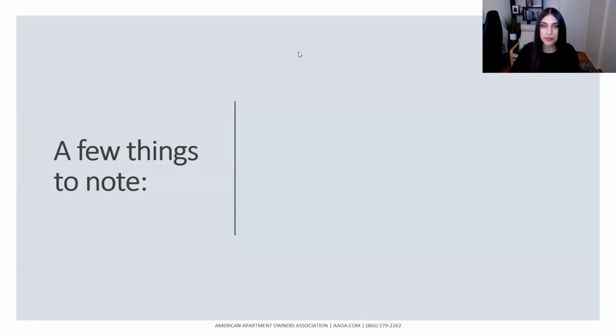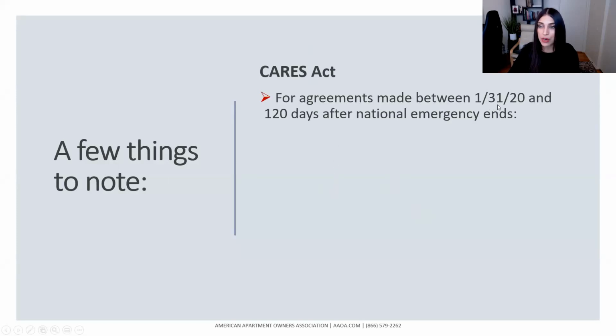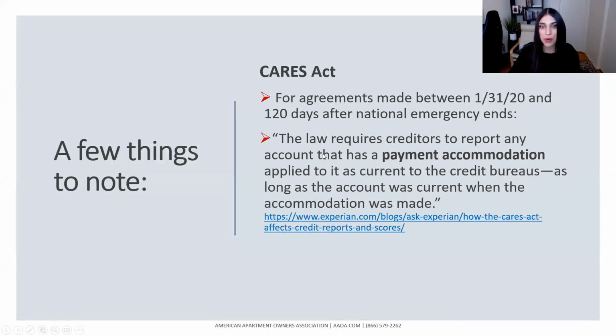So the first thing is the CARES Act for agreements made between January 31st, 2020 and still ongoing. The law requires creditors to report any account that has a payment accommodation applied to it as current, meaning that if I was current as of January 31st, 2020, but then all of a sudden I couldn't pay, I could call my creditors and ask for a payment accommodation, meaning maybe a deferral or a payment plan. And the creditor, whether it's US Bank or my auto loan from Ford or Honda, they wouldn't have to put that on the credit report. In fact, they wouldn't be allowed to.